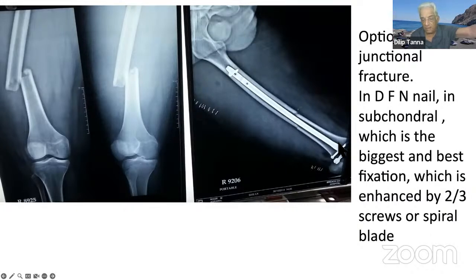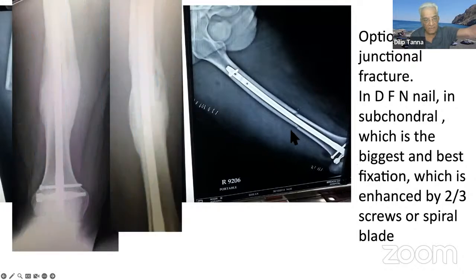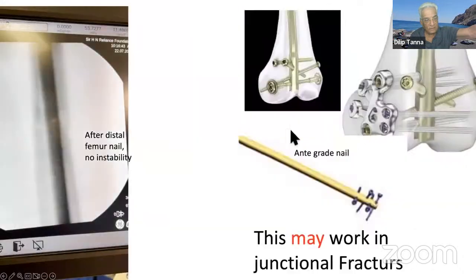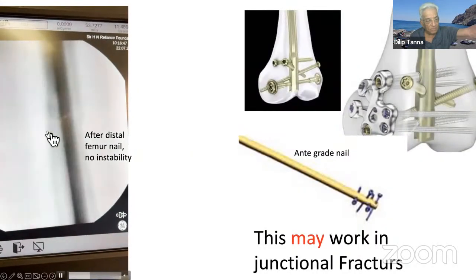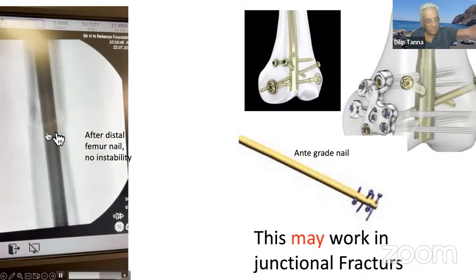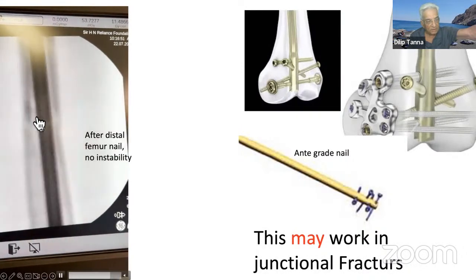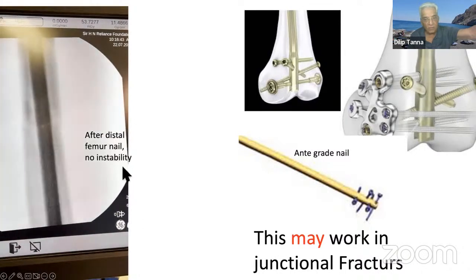Some surgeons talk about an antegrade nail with 4 screws or 5 screws being as good, but I am not convinced about it. This is a distal femur nail, and you can see the whole thing is held up. After the distal femur nail there is no instability at all, and nothing else was done. If I had found some instability, I would have added a plate onto this.